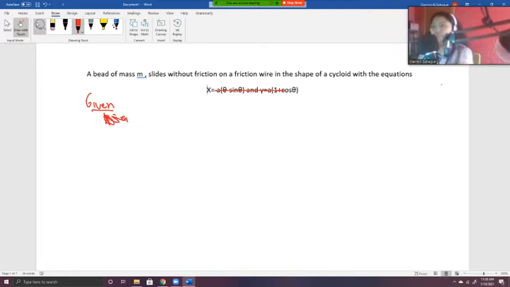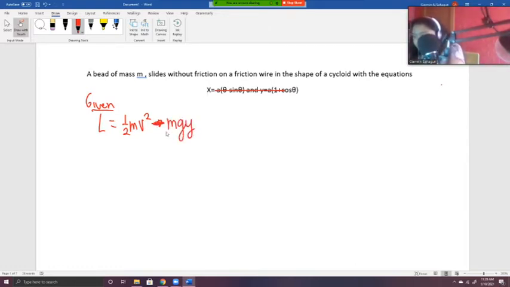But the equation for the Lagrangian is this. So, L equals 1/2 mv squared, or simply 1/2 mv squared, the kinetic energy, minus mgy, which is the T and the U.